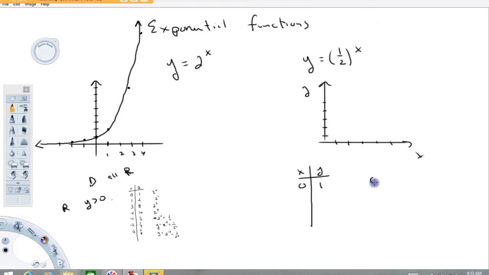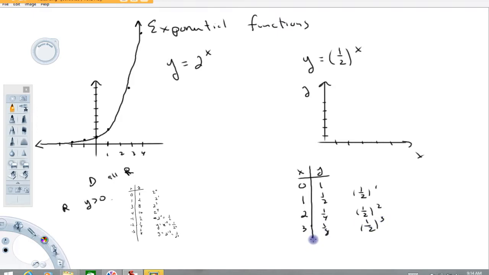In case you're wondering, what is 0 to the 0 power? That's called indeterminate. That doesn't have any mathematical meaning. It's an indeterminate expression. You can't calculate it. If x is 1, then y is 1/2 to the first, which is 1/2. If x is 2, then y is 1/2 squared, which is 1/4. If x is 3, we're going to get 1/2 cubed, which is 1/8.